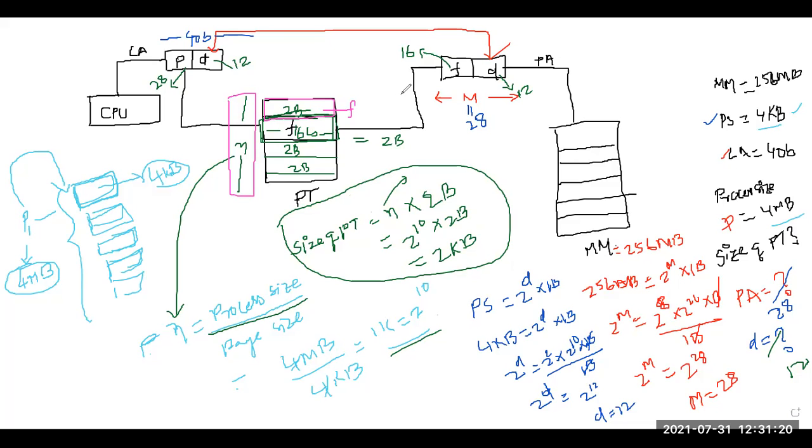Sir, how did we get 1 KB equal to 2 to the power 10? It is like 2 to the power of 1, 2 to the power of 2. When you multiply out 2 to the power of 10, you get exactly the value 1024. That is equal to 1 KB. I told you in the previous class that 2 to the power of 10 is 1024 bytes, and 1024 bytes is equal to 1 KB. Yes, sir.